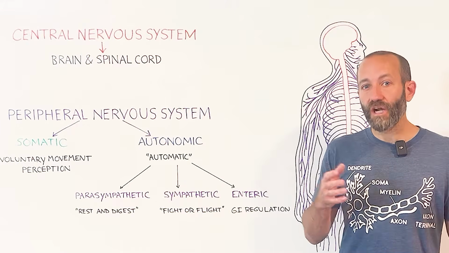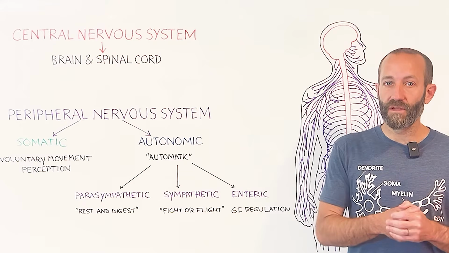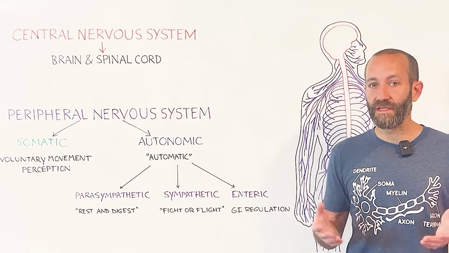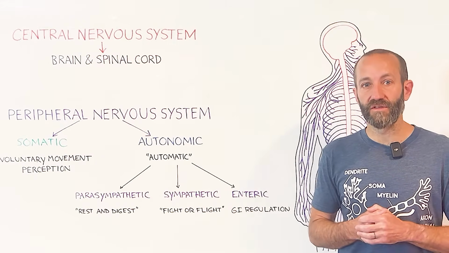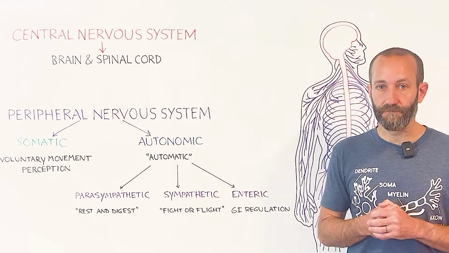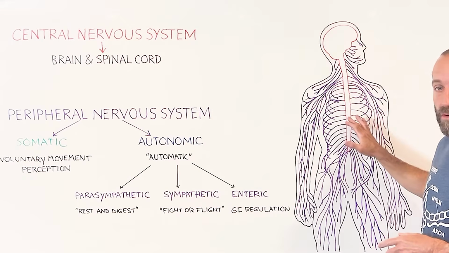I'll first talk more generally about these systems and what their functions are, and then in the latter part of the video, I'll cover some of the finer details like the anatomical and physiological differences among the different divisions of the autonomic nervous system. The central nervous system consists of your brain and spinal cord.